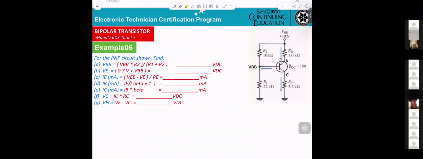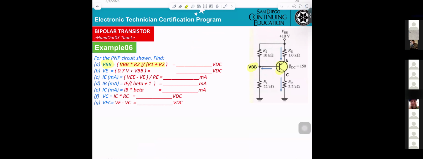Okay, now this one, PNP. Now, they want to calculate VBB. Everyone already knows. VBB here is 10 volt times R1 divided by R1 plus R2. This is the formula they gave you here. And now they want to calculate the VE.